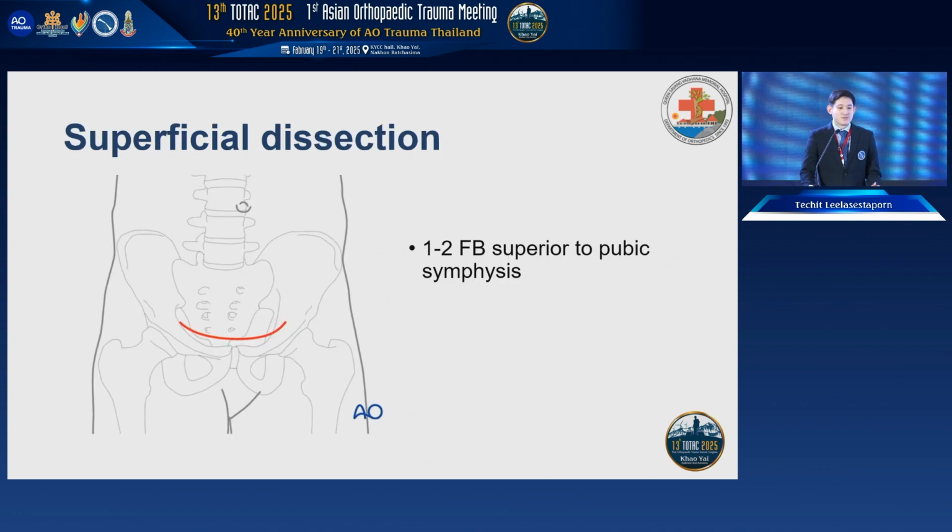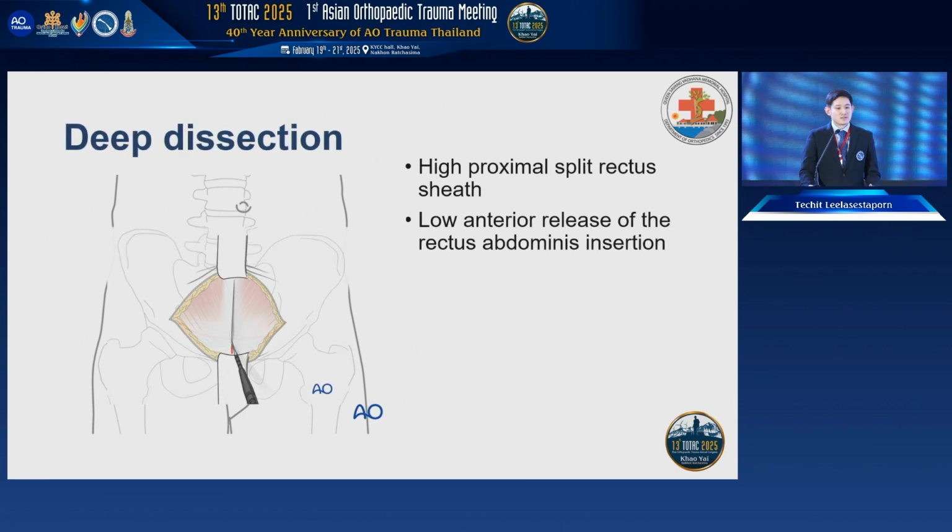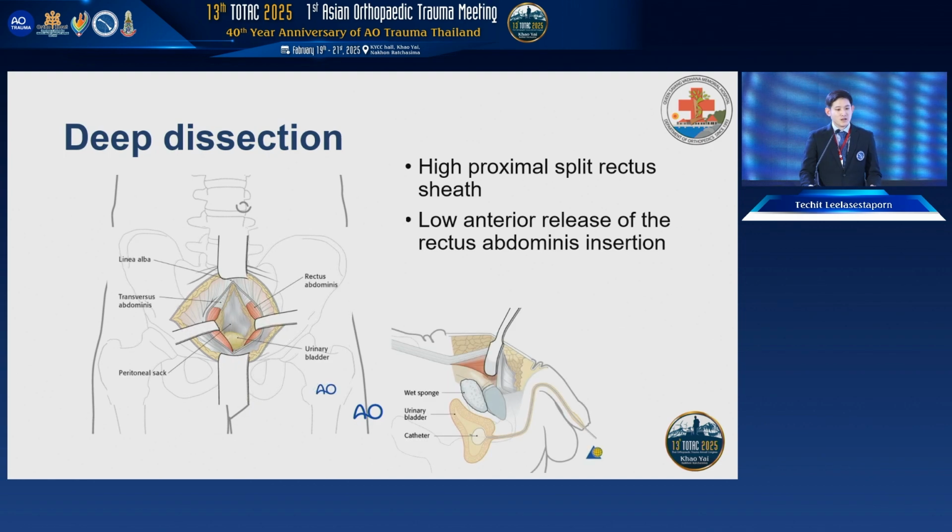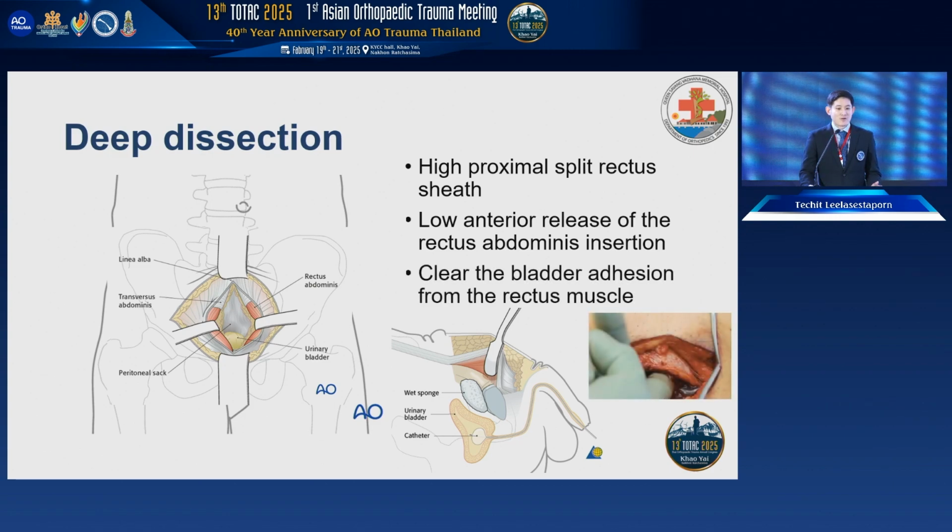For the superficial dissection, we usually perform a curved incision about one or two fingertips superior to the pubic symphysis. Then we split the rectus sheath vertically, high, to increase our exposure, and then extend it low enough to release the insertion, so we can have adequate exposure. Also, we have to be mindful of the bladder, which may be attached to the rectus sheath and rectus muscle, so we have to clear that out of the way as well. Also, we need the Foley catheter to decompress the bladder.